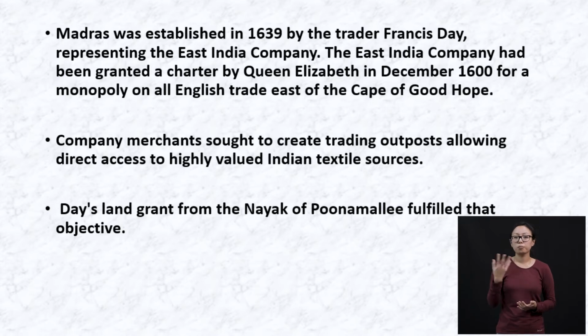Company merchants sought to create trading outposts, allowing access to highly valued goods, especially Indian textiles. So remember, sea and railway are the ones which transport the goods and are very good if you want trade facility. So these are the two things which would give access to trade. Day's land grant from the Nayak of Pumwali fulfilled that objective also.